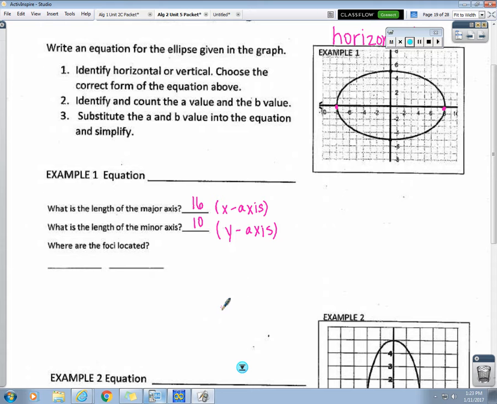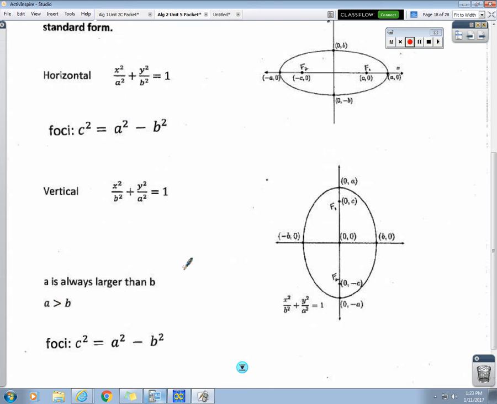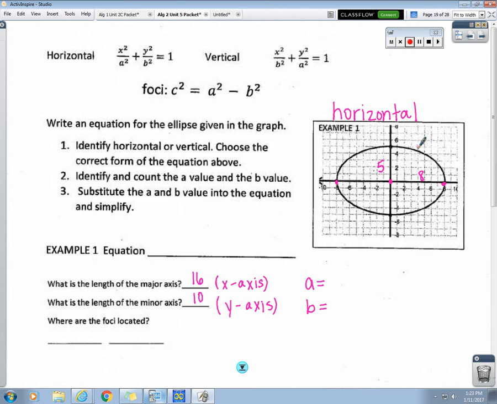Okay, now we are going to identify the A and the B. From the center to the side is how many units? No, just from the center to one side is 8 units. From the center to the top is how many units? 5. Remember on the previous page I said A is always greater than B? So, now that we know our two values are 8 and 5, which one's the bigger one? 8, so A equals 8, B equals 5.